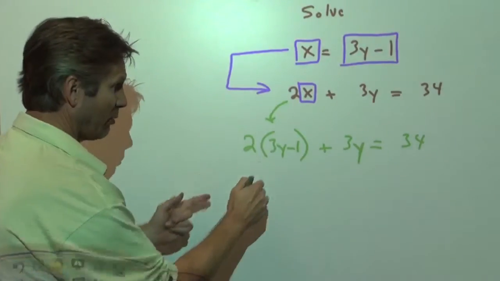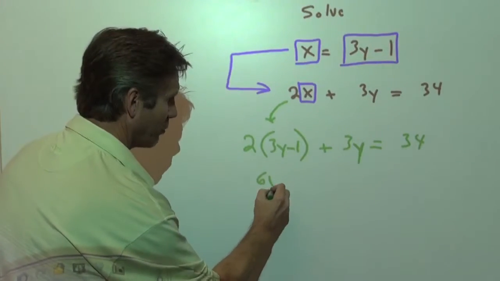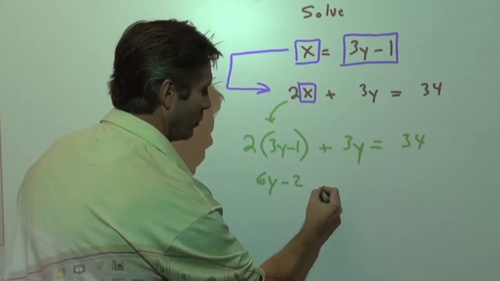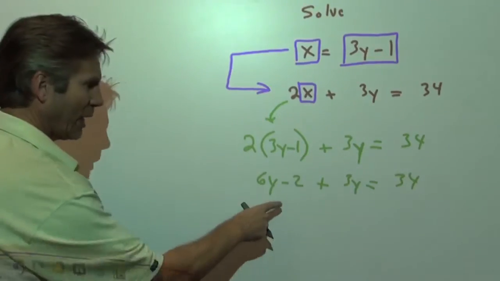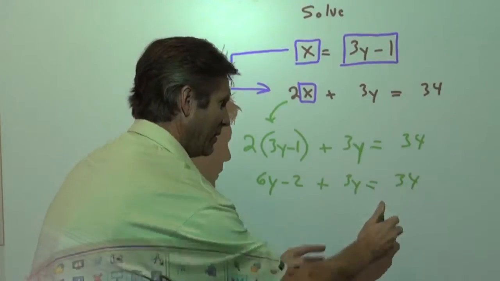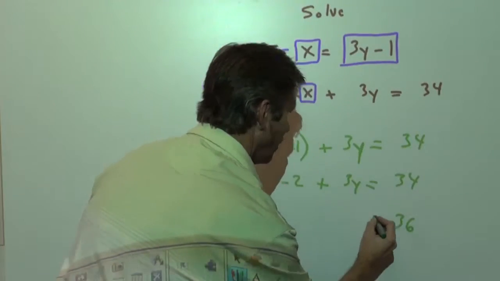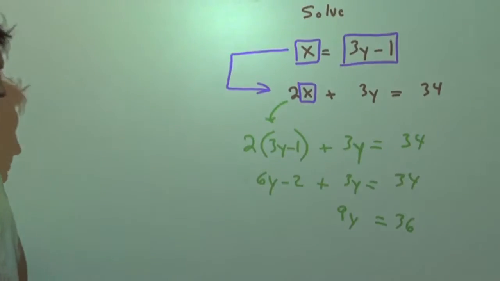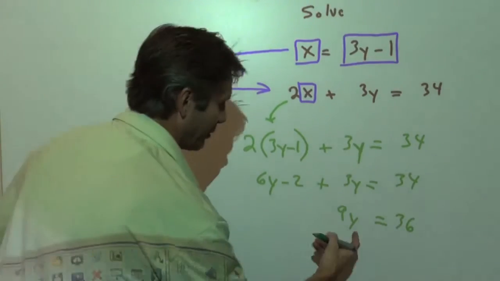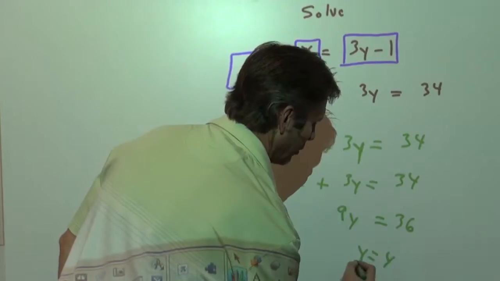So let's use the distributive property. 2 times 3y is 6y, 2 times this is minus 2, plus 3y has to equal 34. We can add the 2 to both sides and get 36. We can combine the like terms and get 9y equals 36. Dividing by 9, we get that y is equal to 4.